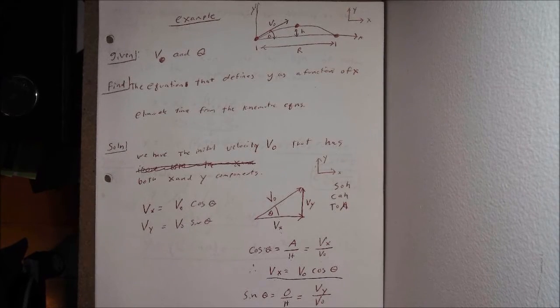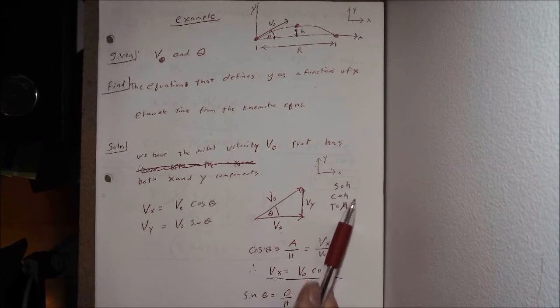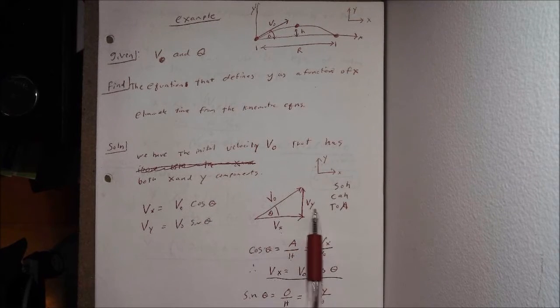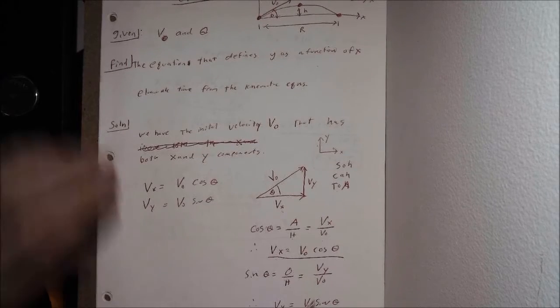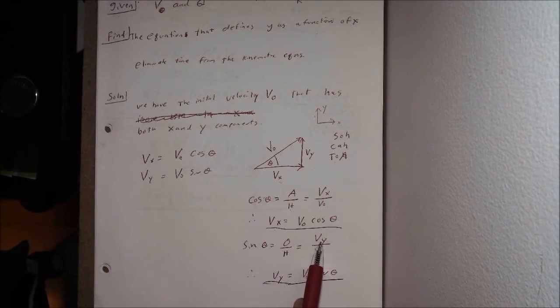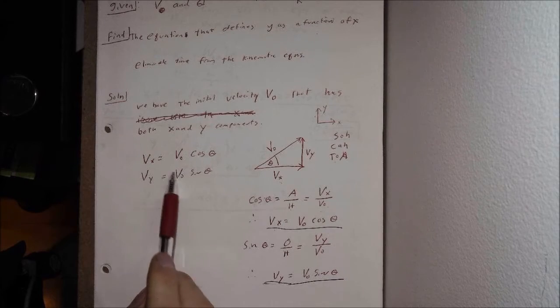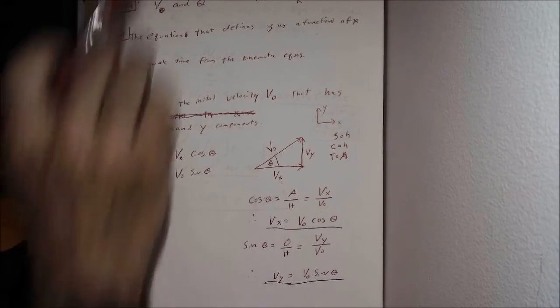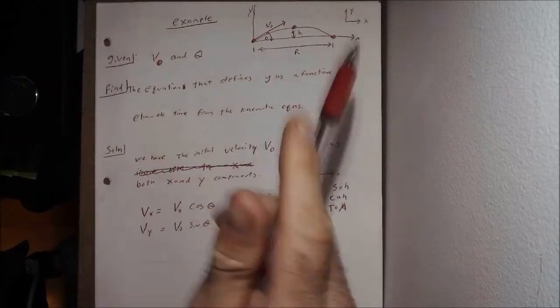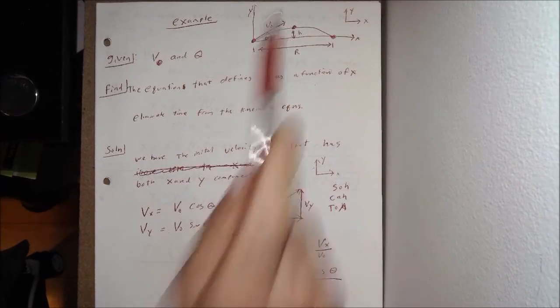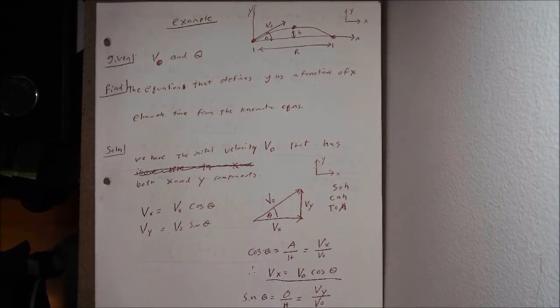Do the same thing for y. The sine of theta is opposite over hypotenuse, so sine of theta is vy over v naught. Rearrange and solve for vy. Vy is equal to v naught times the sine of theta. Plug that back in up here. So now I've broken down my initial velocity v naught from the diagram in terms of its x and y components.